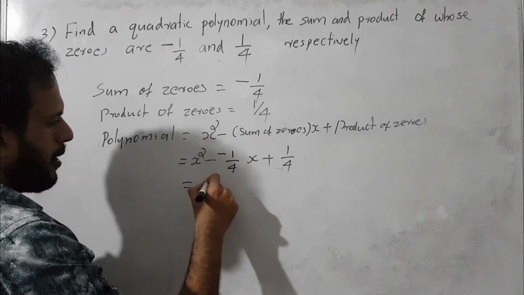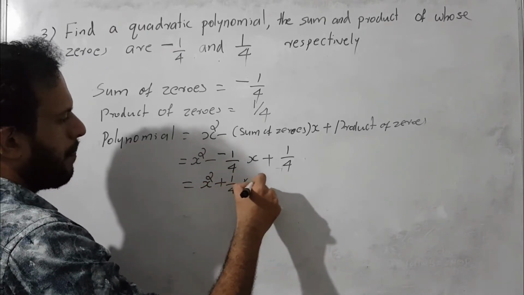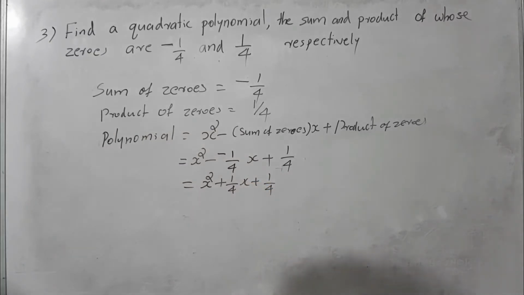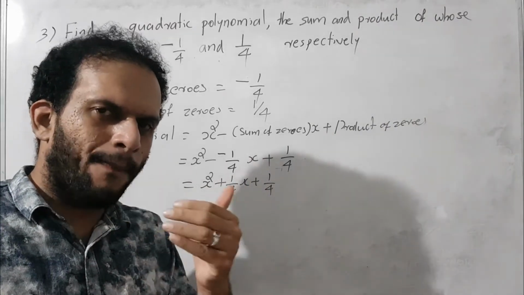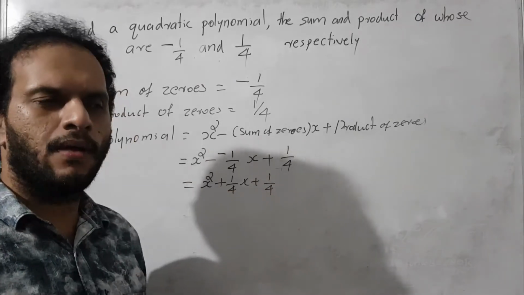Then x square plus 1 by 4x plus 1 by 4. Correct? Then now it's very clear we have the two fractions. The one is the coefficient of x and the other one is a constant, 1 by 4. So we need to convert everything into the form of proper integers. Then what do we do? The two fraction denominators are the same.